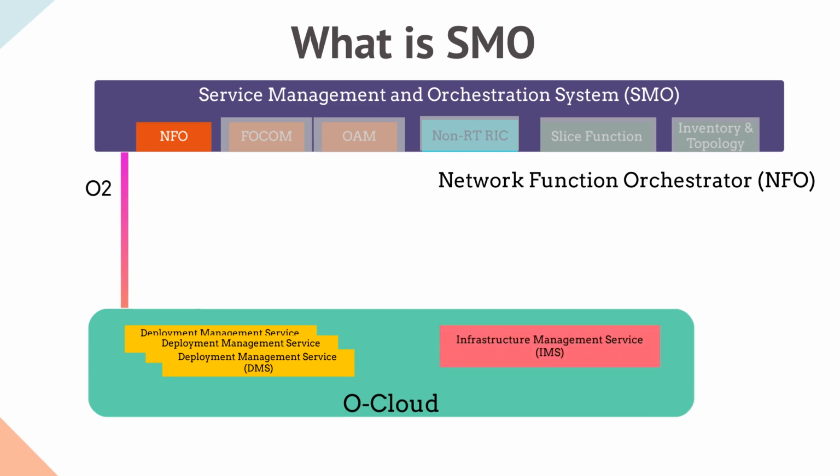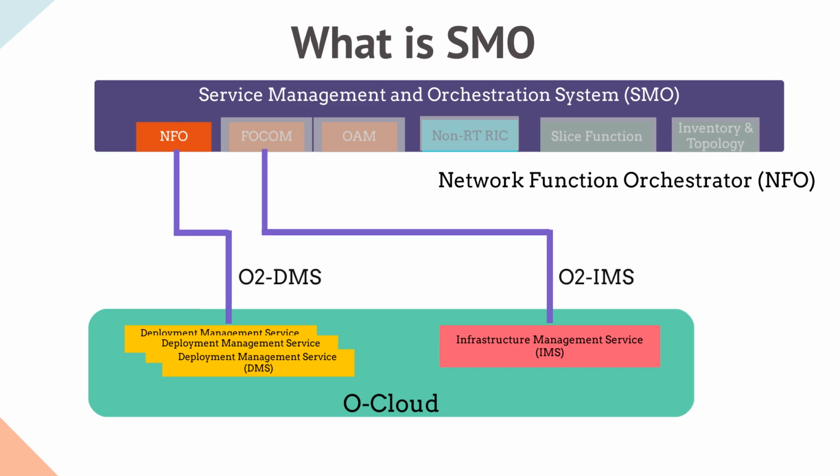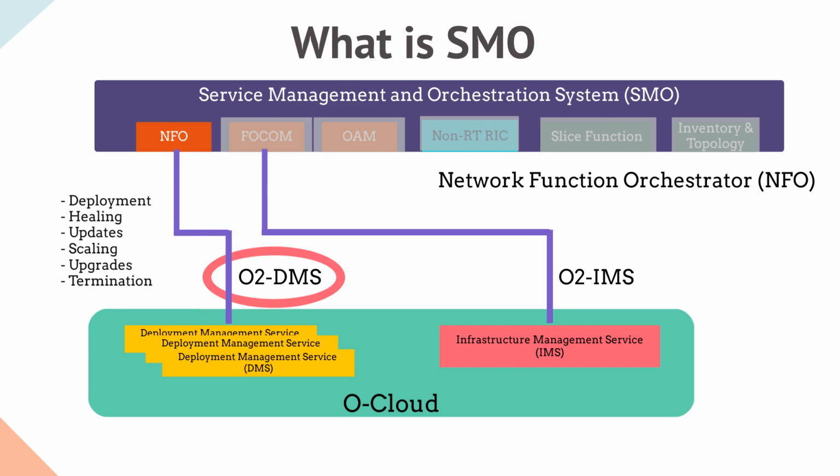DMS manages network functions or applications, whereas IMS manages infrastructure-related management from the cloud perspective. That's where the O2 interface is also divided into O2 DMS and O2 IMS interfaces. The NFO uses this O2 DMS interface for the management of the network functions, for example, the initial deployment of the network functions, and any subsequent lifecycle management actions necessary on the respective CNF or VNF instances, such as healing, updates, scaling, software upgrades, and the termination of the network functions.